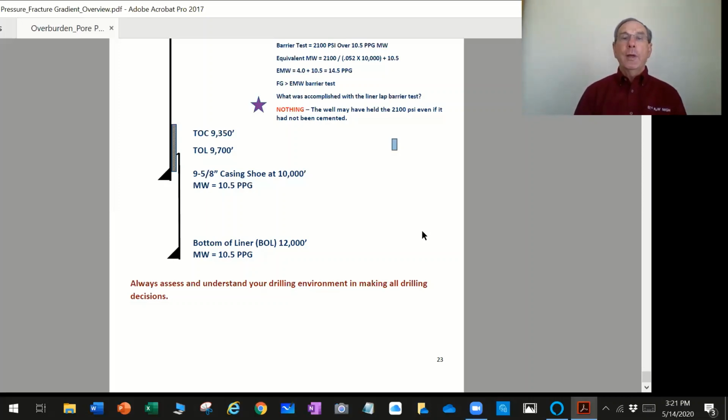I tried to review not only overburden, pore pressure, and fracture gradients, but also how to calculate those values such that you can use these values and make good drilling decisions. It's not just good enough to say, I've heard of fracture gradients, so therefore I know what fracture gradients are. That's not good enough. You have to be able to assess your environment to know what the value is based on your particular circumstances so that you can make very good drilling decisions in well design and execution.